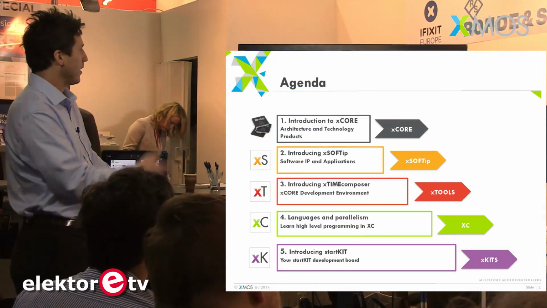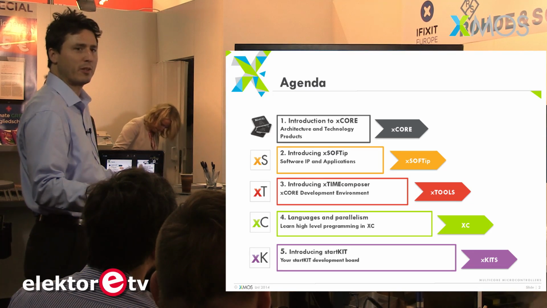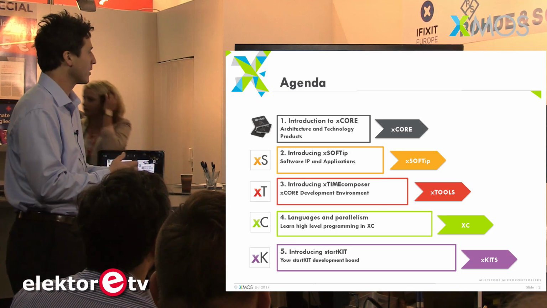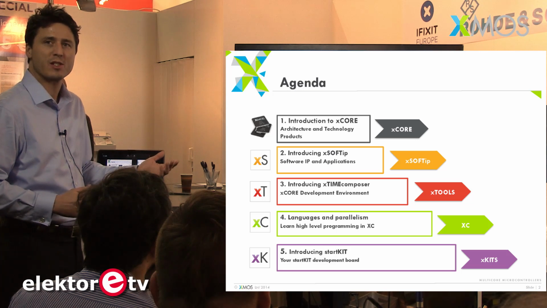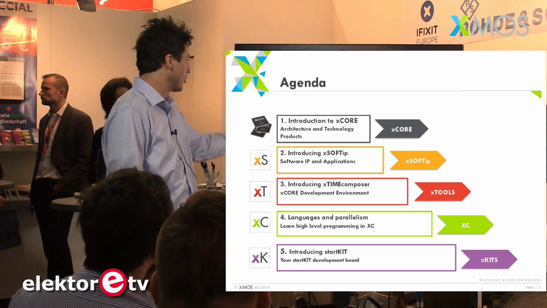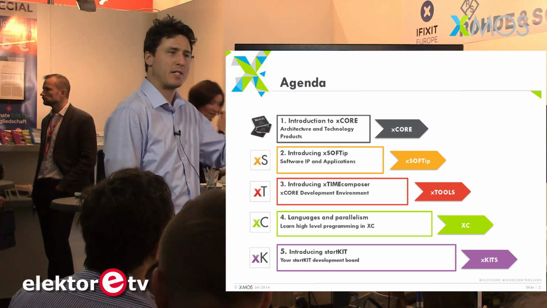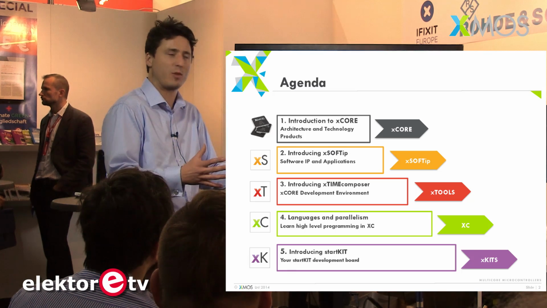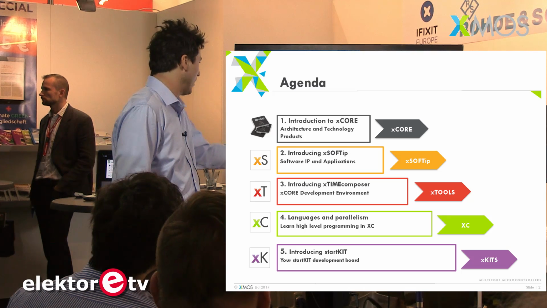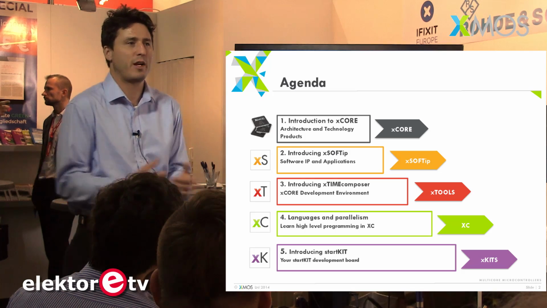So this is the agenda: an introduction to xCore, talking about XSOFTip, which is a library of interfaces and IP components, software IP, and then what applications they enable. Then we're going to introduce our development tools and talk about the XC language, which is based on C, but has some extensions for multi-core programming and deterministic I/O programming. And then we will talk about our development kits that you can use to realize various applications.